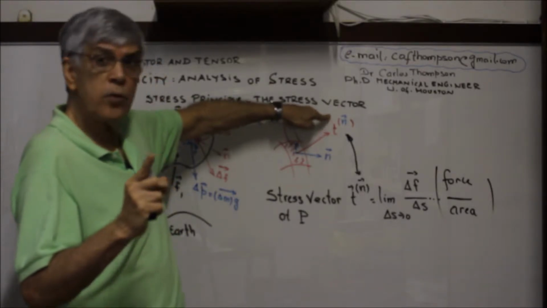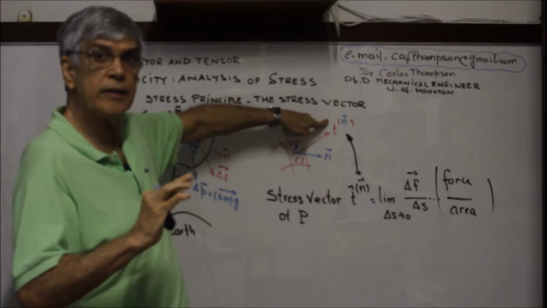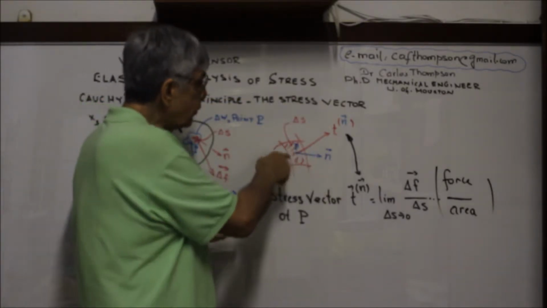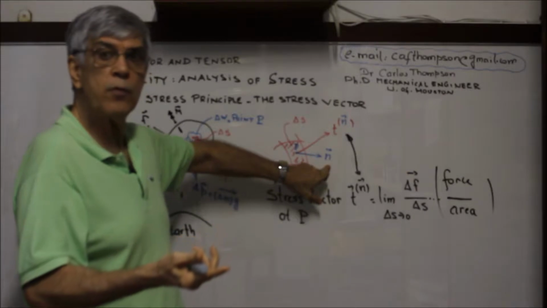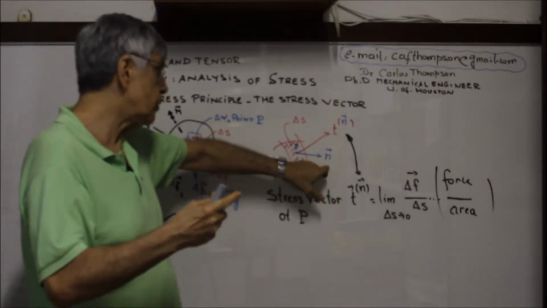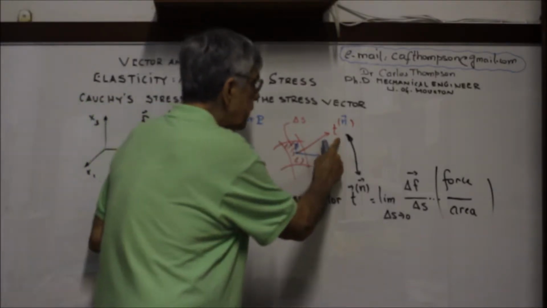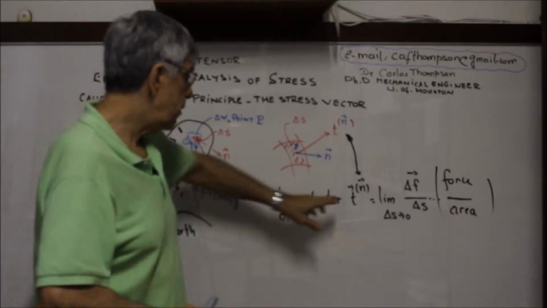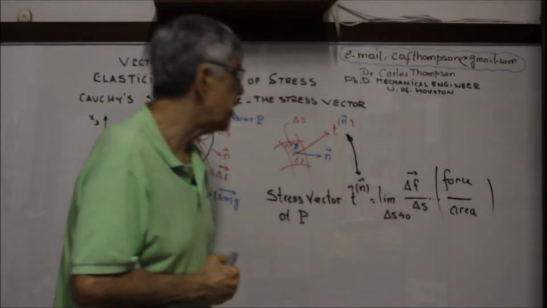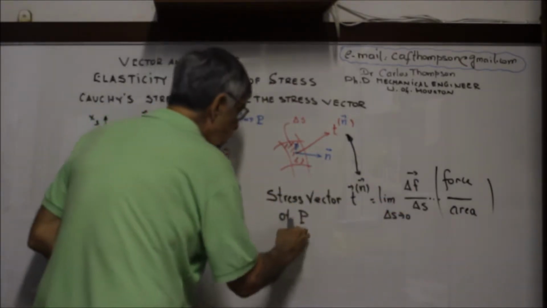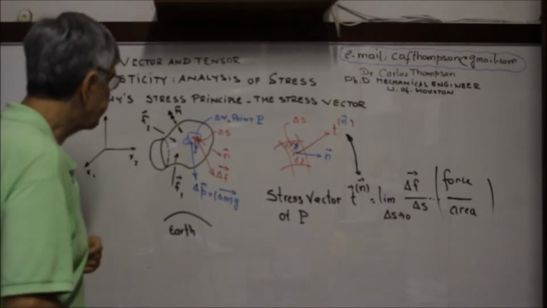The example that we did in the last video is very important for you to understand this. When you rotate this delta S around point P, we have another normal vector, perpendicular to this surface area. So T is a function of n, and this is the limit as delta S goes to 0 of delta F, the force, divided by area. This is the stress vector at point P, inside a small volume delta V.